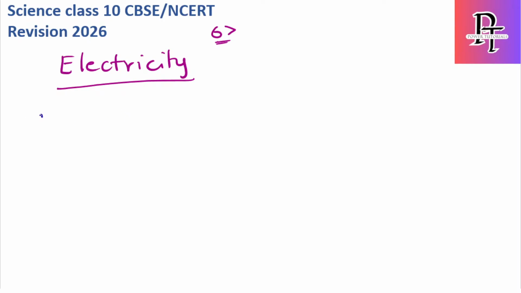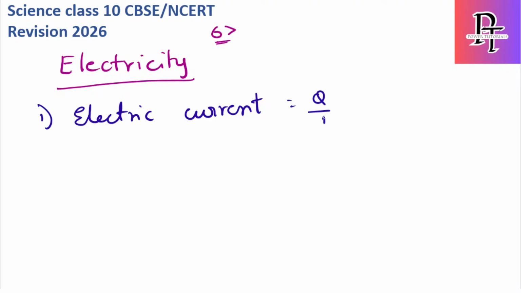So the first formula from the electricity chapter is electric current. The electric current formula with respect to charge and time is Q by T, where Q is charge and T is time. So the rate of flow of electric charge is nothing but current. Anything by time is always the rate of something. So here we are talking about the rate of flow of charge, which is electric current, and the unit of current is amperes. Okay, and we have the second formula, electrical potential difference.